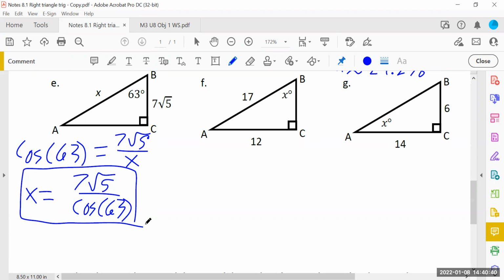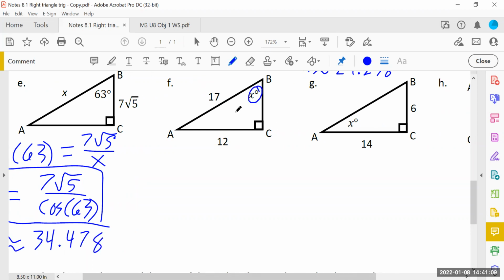Now, when I put this in a calculator, I'm going to have to do 7 times the square root of 5 and get an answer. And then I'm going to divide that answer by the cosine of 63, which should get us about 34.775, or approximately 34.478.